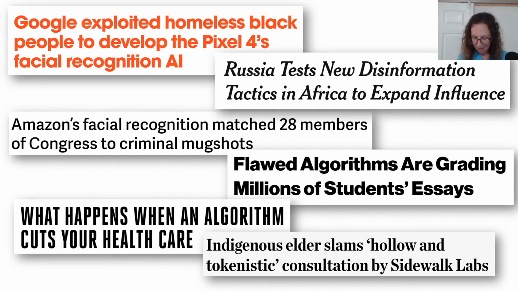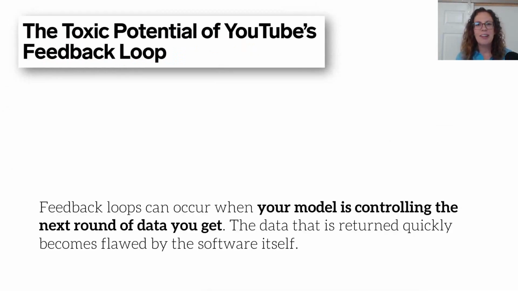So even if you only watch 5 minutes of this video, these are the three cases I want you to see. And one is feedback loops. Feedback loops can occur whenever your model is controlling the next round of data you get. So the data that's returned quickly becomes flawed by the software itself. And this can show up in many places. One example is with recommendation systems. Recommendation systems are ostensibly about predicting what content the user will like, but they're also determining what content the user is even exposed to and helping determine what has a chance of becoming popular.